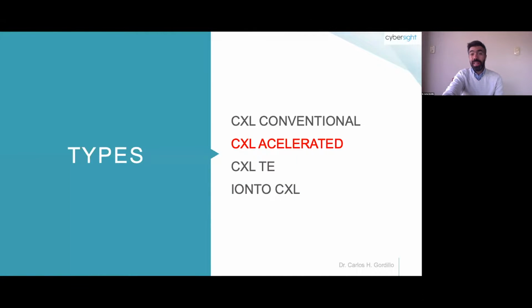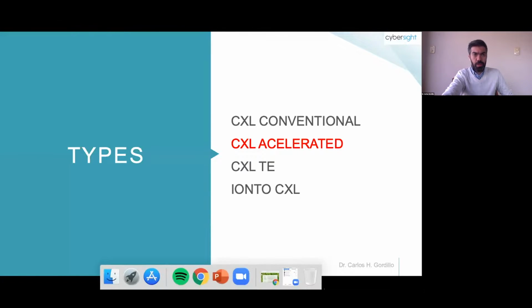So right now we have a lot of different alternatives of cross-linking. The conventional is the one described by the Dresden protocol. The accelerated is the one I'm going to show you today. And then we have some other types, the transepithelial and the iontophoresis cross-linking. But I'm going to tell you more about the accelerated one.